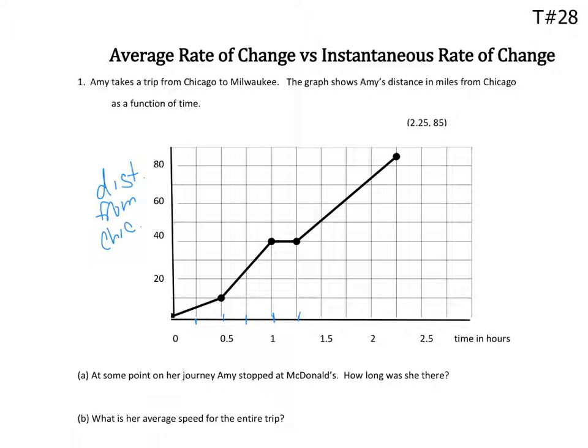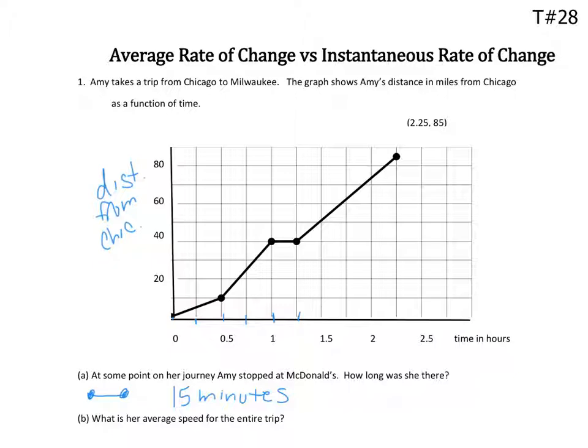So you've got to be able to interpret a distance versus time graph. So her distance obviously is increasing. She's getting further and further away from Chicago. Now, where would she be stopped? Well, hopefully you can see you're looking for where her distance isn't changing. So where her distance is constant would be where she has stopped. And how long was she there? Well, she was there 15 minutes to get her Big Mac. So she was there 15 minutes.